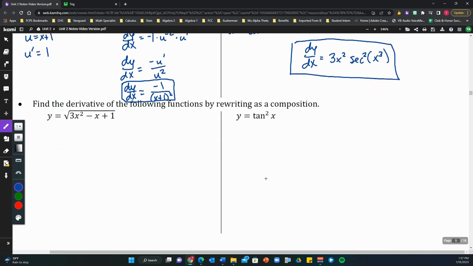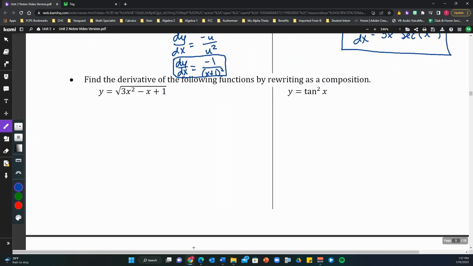All right, let's try a couple more, a little bit more difficult now. So the next one, we've got a big radical. That one is a little bit easier to recognize the inside, but the inside is a bit bigger here, so it is a little bit trickier. But my inside, 3x squared minus x plus 1. So then u prime would turn into 6x minus 1.